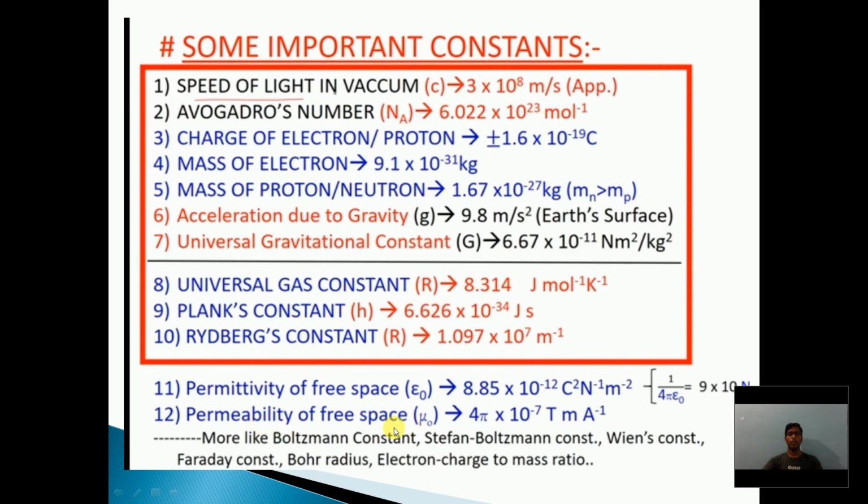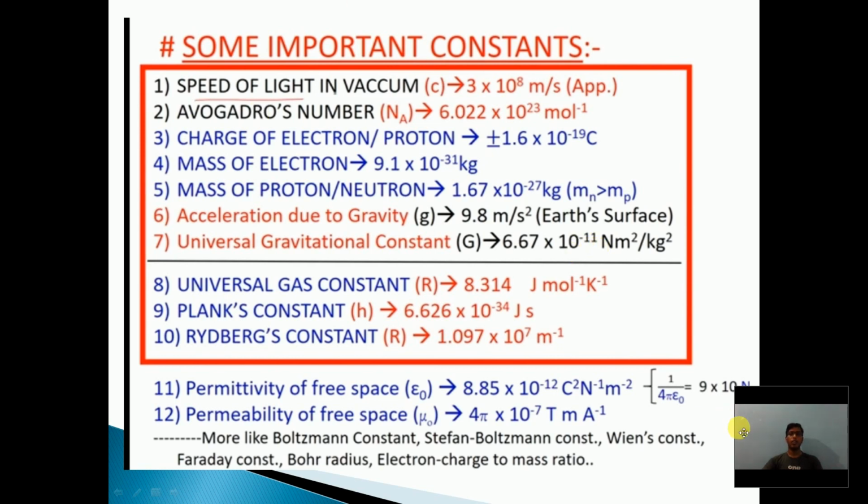Next, permeability of free space, mu naught. We learn this in magnetic field. The value here is 4 pi into 10 to the power of minus 7, with units Tesla meter per ampere. So many constants are there. These are the important constants you must remember, which we use in intermediate.